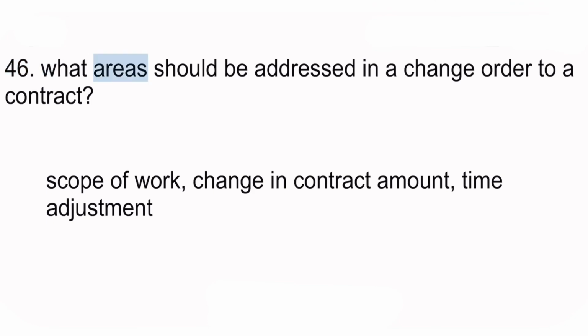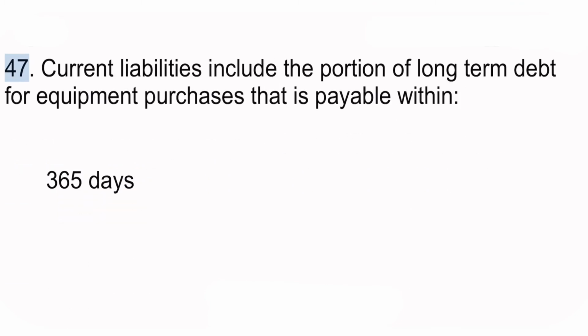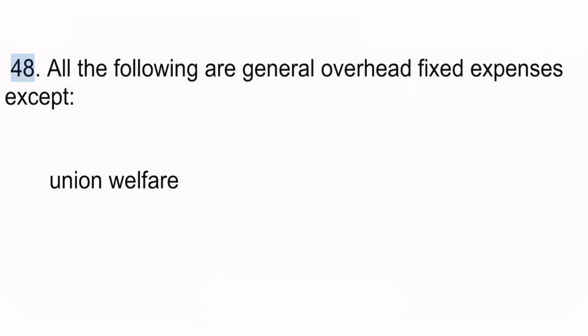46. What areas should be addressed in a change order to a contract? Scope of work, change in contract amount, time adjustment. 47. Current liabilities include the portion of long-term debt for equipment purchases that is payable within 365 days. 48. All the following are general overhead fixed expenses except union welfare.